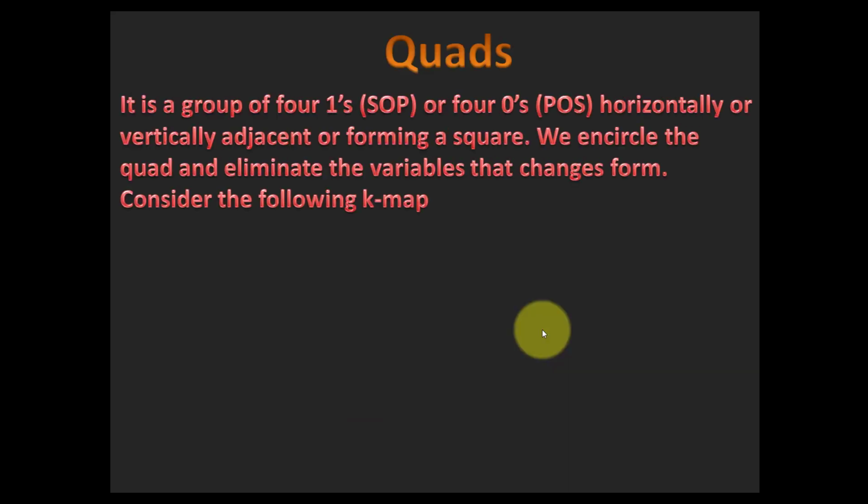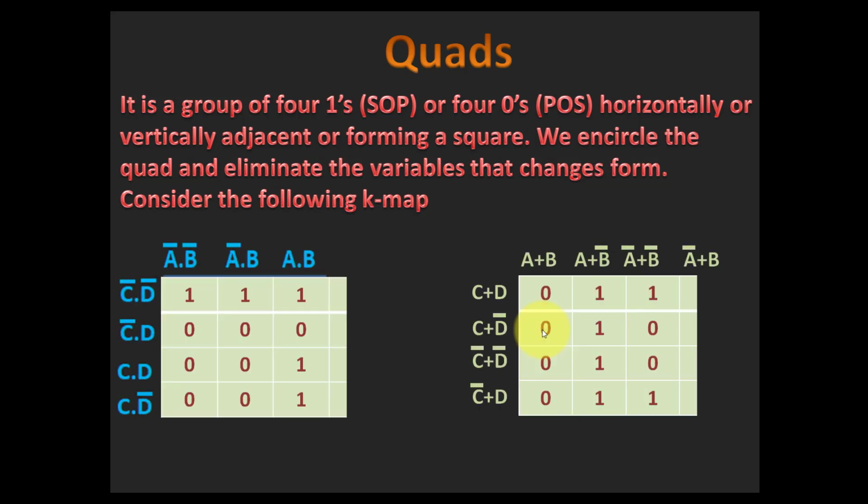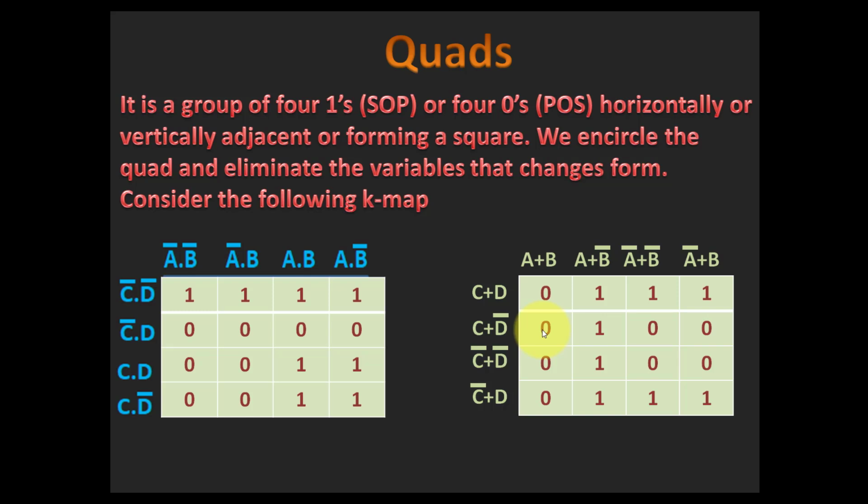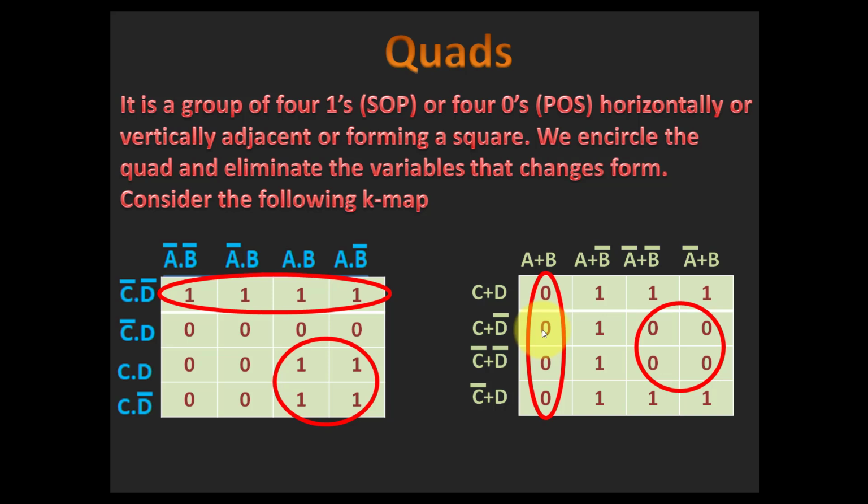Now quads. A quad is a group of four ones in SOP or four zeros in POS K map, which are horizontally or vertically adjacent or forming a square. When we have a quad, we encircle the quad and eliminate the variables which are changing form. Here we have two K maps. On the left side we have SOP, on the right side we have POS. Here these four ones make a quad, and again two quads are there. On the right side we again have a quad of four zeros, and four zeros vertically forming a quad.